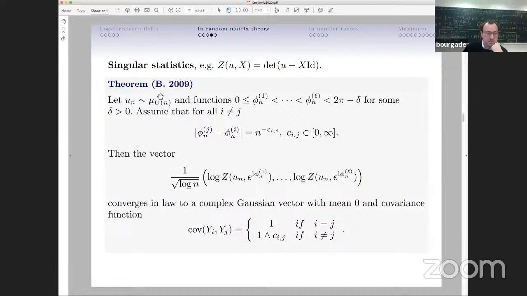Something from my thesis, which is a simple consequence of a theorem that we will see later, is that if you take eigenangles, which may depend on n and scale like a power of n, and you evaluate your log characteristic polynomial for your unitary matrix at these eigenangles, then you always have convergence to a Gaussian vector. And the covariance depends on the log of the distance between the phis, with this constant C_ij. You take the log of the distance and divide by log n, and that's the covariance. So this theorem basically says that it's a log-correlated field, even when you look at the singular observable directly.